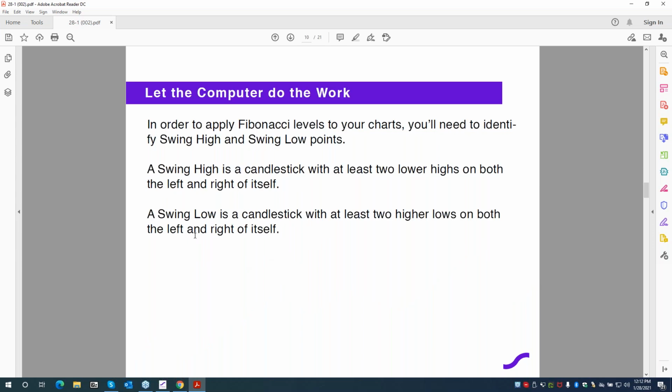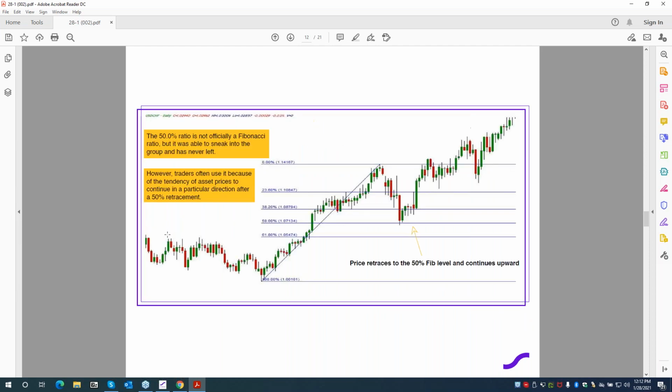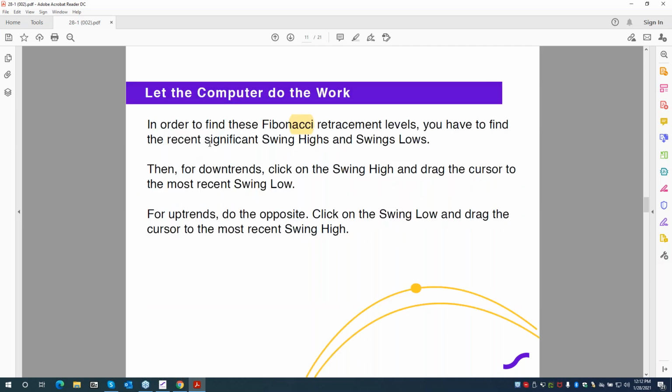In order to apply Fibonacci levels to your charts, you'll need to identify the swing high and the swing low points. A swing high is a candlestick with at least two lower highs on both the left and the right of itself. The swing low is a candlestick with at least two higher lows on both the left and the right of itself. So in order to find these Fibonacci retracement levels, you will have to find the recent significant swing highs and swing lows.